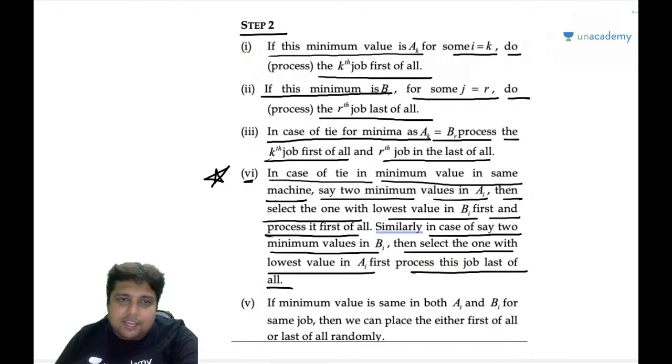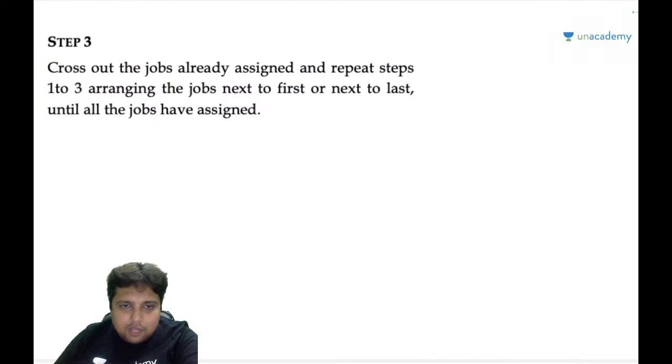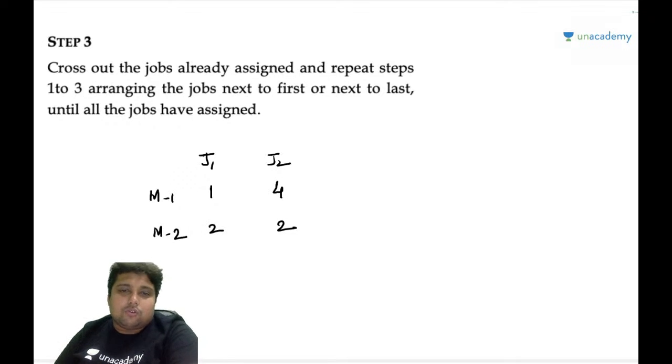Guys, what it is saying, the case that happened here, there are 2 same values of 2 on the second machine for different jobs. Let me just write this here. Suppose there is a situation, let's say this is job 1, job 2, machine 1, machine 2. So let's say this is 1, 2, this is 4, this is 2. So guys, suppose there is a tie like this.